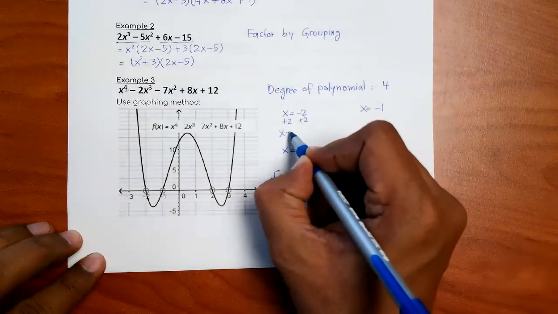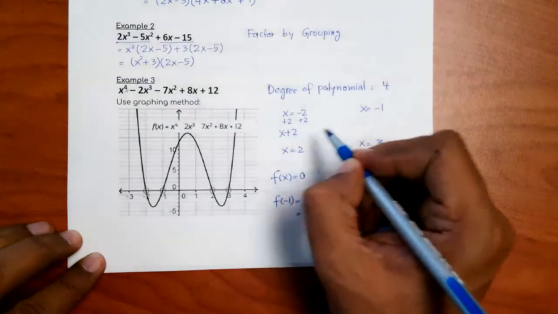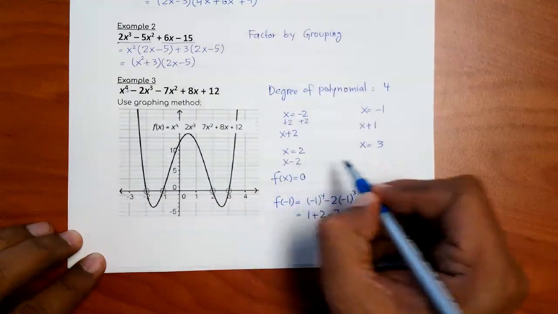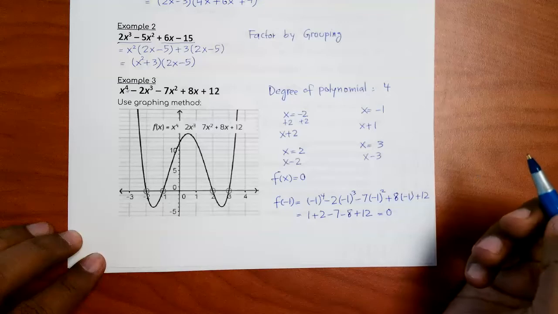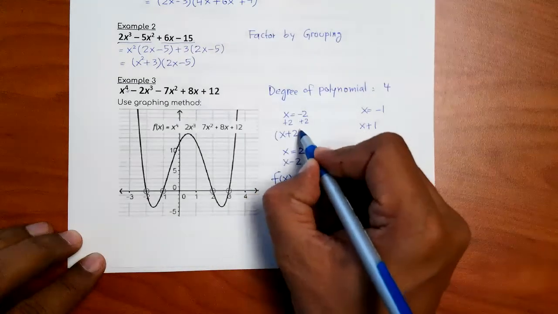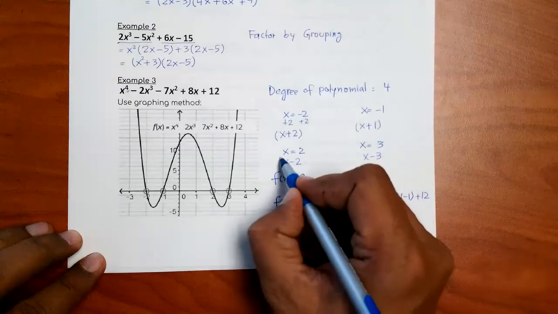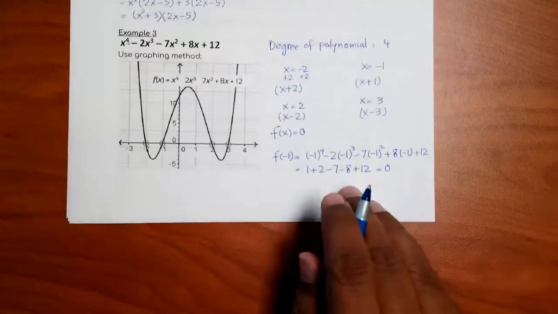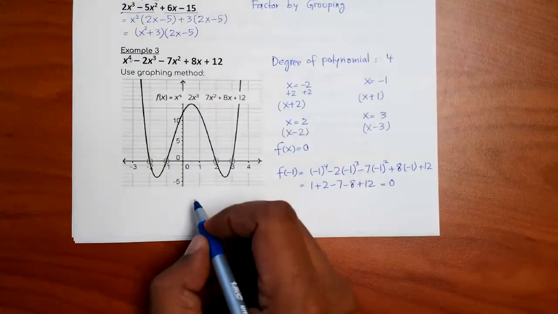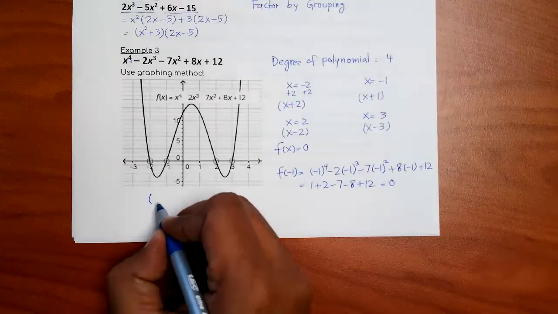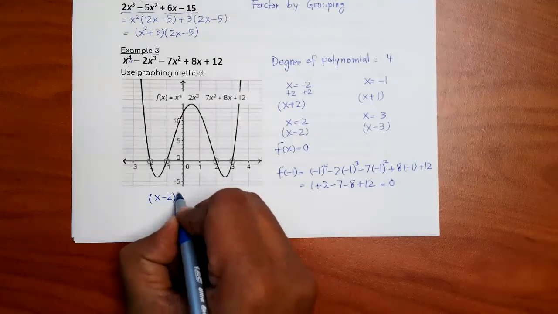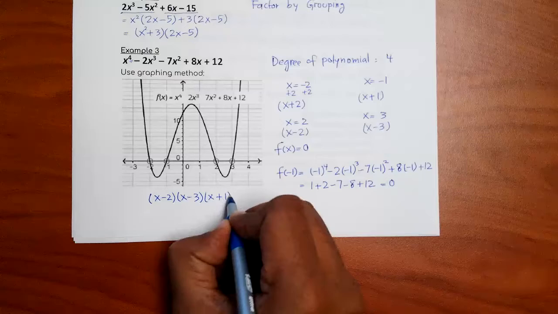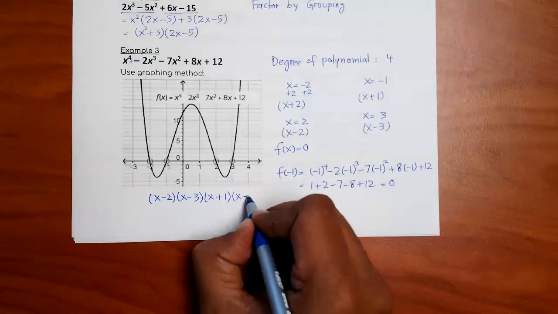So we have x plus 2. And same way we have x plus 1. We can have x negative 2 and x negative 3. So this is one factor, this is the second factor, this is the third factor, and this is the fourth factor. So I can rewrite this function as x negative 2 times x negative 3 times x plus 1 times x plus 2.